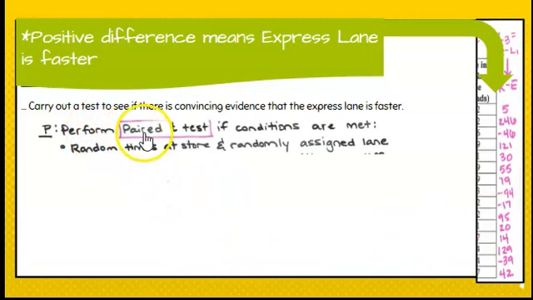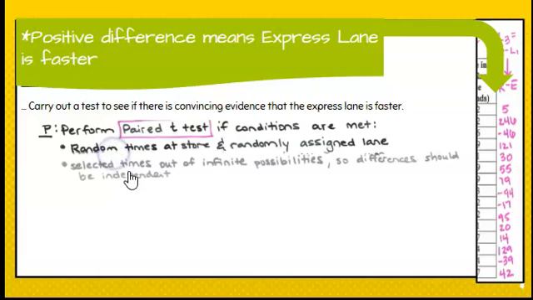We want to perform a paired t-test. Notice I didn't say one sample t-test, I said paired. If the conditions are met: random times at the store and they were randomly assigned a line. Remember they flipped the coin to decide which line they were in? Both are important. Random times and random assignment. The selected times were out of infinite possibilities, so the differences should be independent, really. How many times did they do it? 15. Could they have done it 150 times or 1,500 times? Of course. So the differences really are independent.